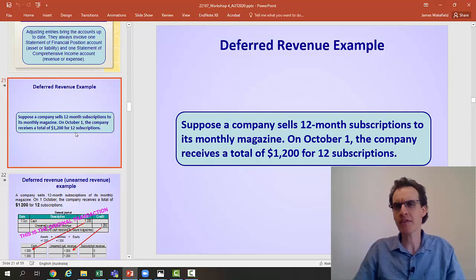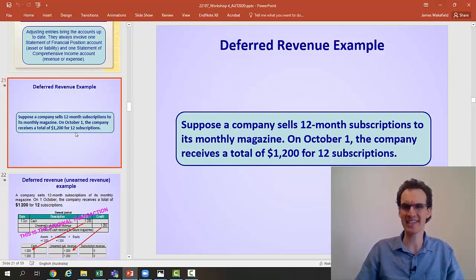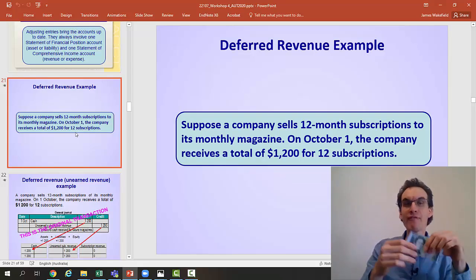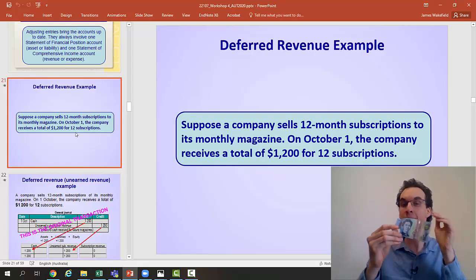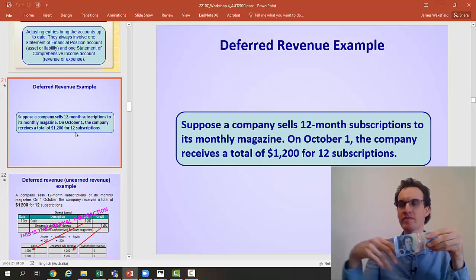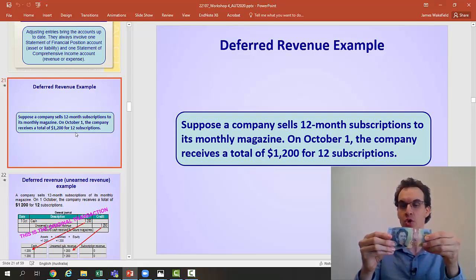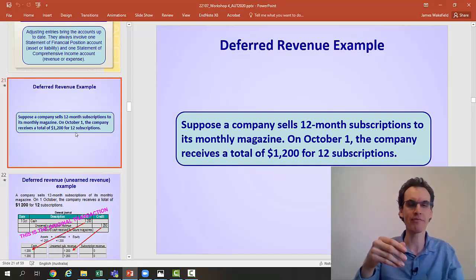And the first one that I want to discuss today is called a deferred revenue example. So this is where the business receives cash up front from the customer and provides the product or service later. So therefore the revenue is deferred away from the acceptance of the cash.